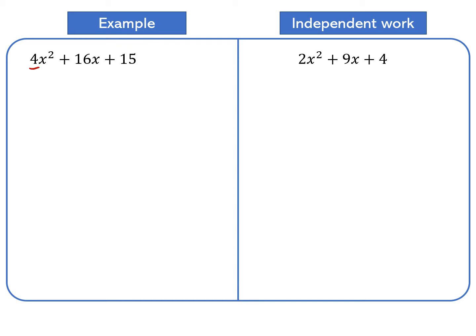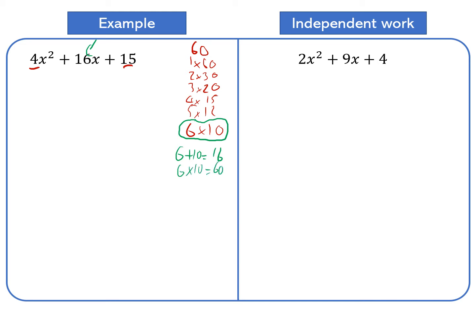Starting out, we do 4 times 15 is 60. A lot of factor pairs of 60: 1 and 60, 2 and 30, 3 and 20, 4 and 15, 5 and 12, and 6 times 10. Which factor pair can I use to make 16? It's the last one, 6 and 10. Check. 6 plus 10 is 16. 6 times 10 is 60. Okay, that all checks out.